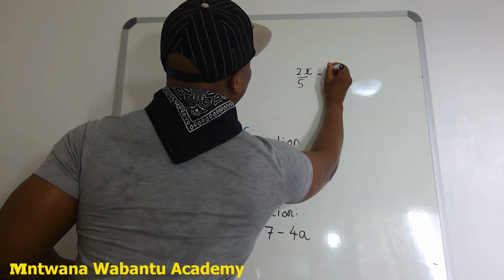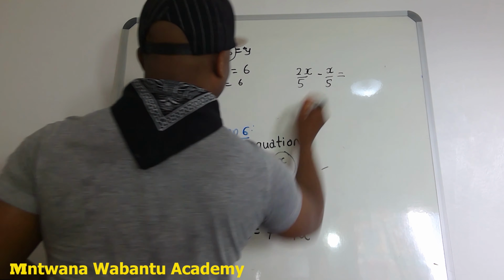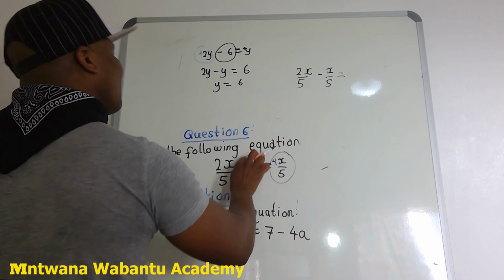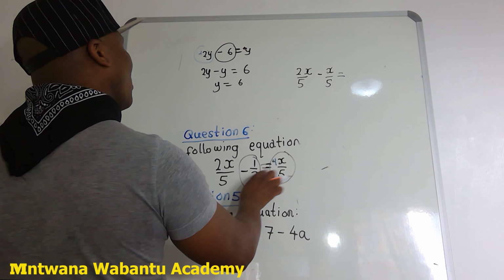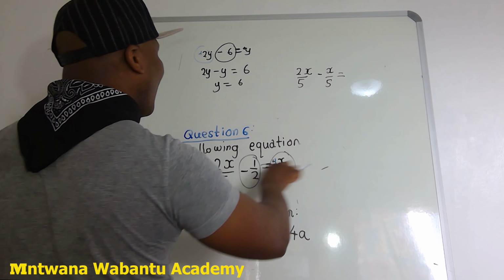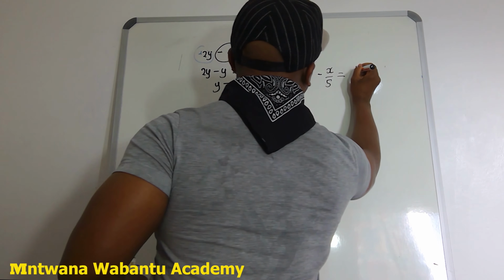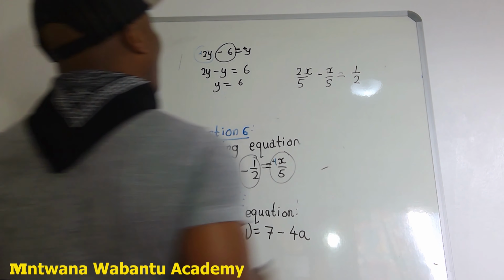So it's going to become minus x over 5. And then we have the equal sign. You see this? This must go after the equal sign, because this is not something like with these two. So it's going to go over. So it's negative x. It's going to become positive x because it jumps over the equal sign.